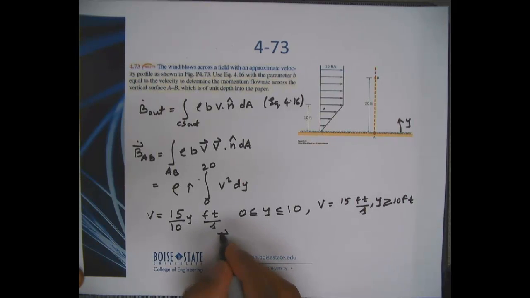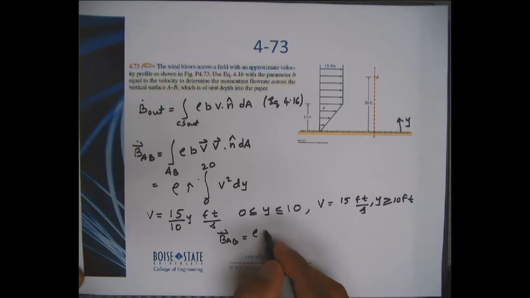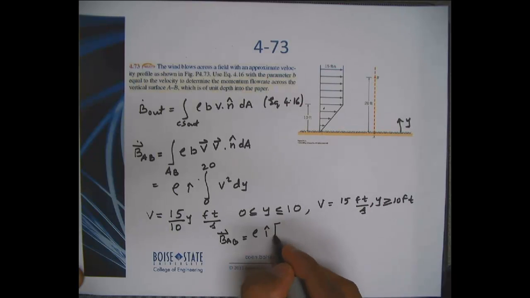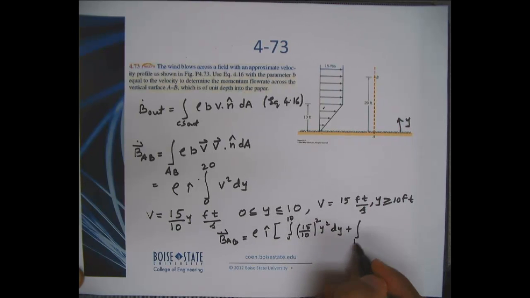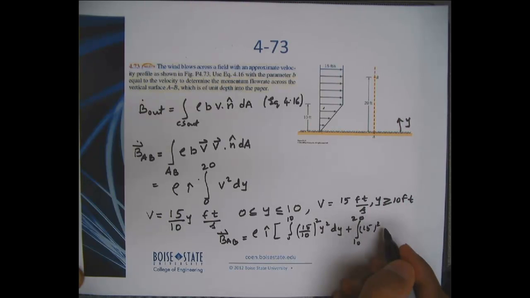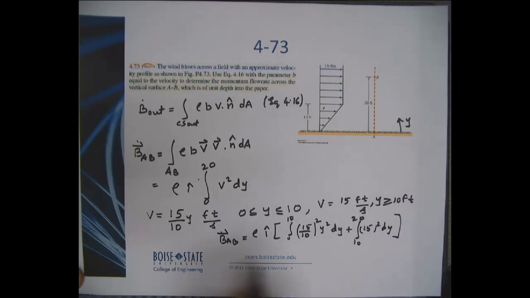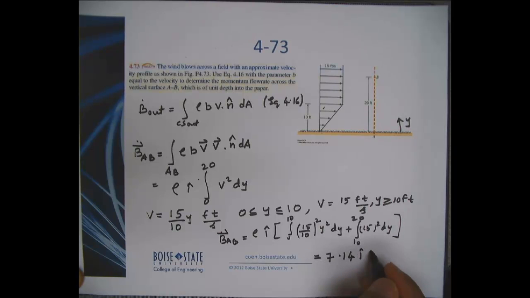So I can do the integration now. Rho i, going from 0 to 10 of 15 over 10 y, squared, should put a square here too, dy, plus the integral from 10 to 20 of 15 square dy. And I'm sure you can compute this integration and do the definite integration where you apply the limits. To do this math correctly, you should end up with 7.14 i pounds.